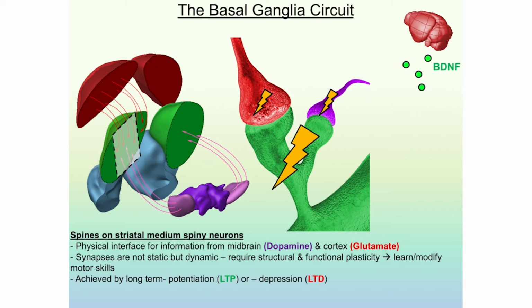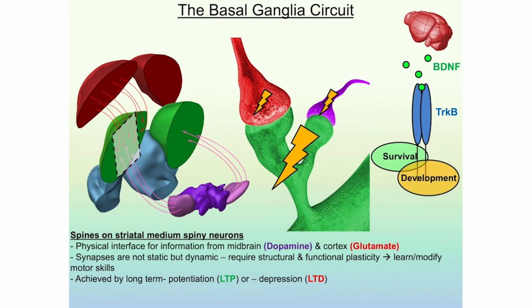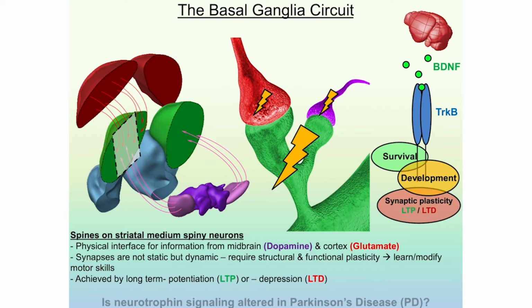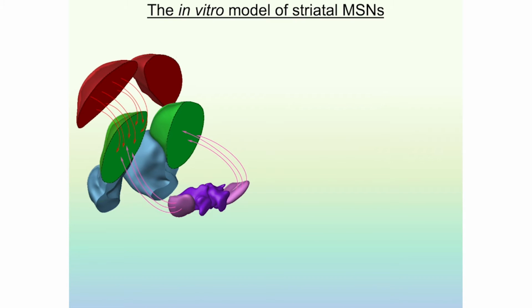And there's one factor that is critically involved in those processes, and this is brain-derived neurotrophic factor. Together with its postsynaptically expressed receptor TrkB, it modulates neuronal survival, development, but also synaptic plasticity by modulation of LTP and LTD. So we were wondering if neurotrophin signaling at these synapses is actually altered in Parkinson's disease due to the absence of dopamine.